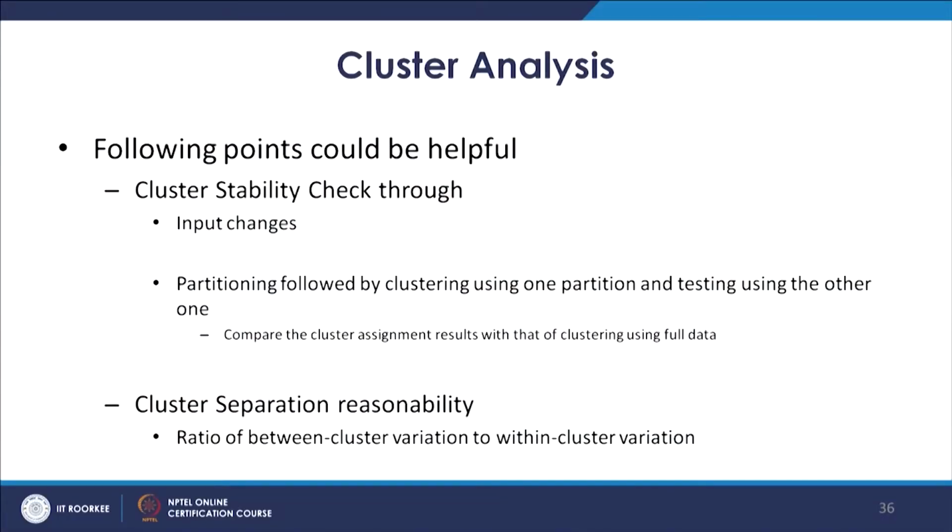Another thing that could be done is checking the cluster separation, whether the clusters are separated from each other in a reasonable fashion. For this we can use this particular metric, the ratio of between cluster variation to within cluster variation. This value will give us an idea about how the clusters are separated from each other. If this value is on the higher side, then probably the clusters are separated reasonably.